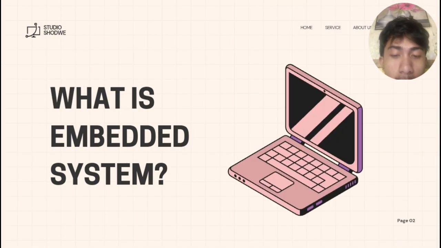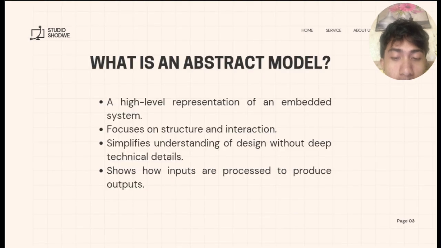So, what is the abstract model? It's a high-level representation of an embedded system. That means we only focus on the important parts, not every small detail. For example, if you look at a map, you don't see every tree or every chair, just the main roads and landmarks. In the same way, the model gives us a big picture view of an embedded system, so it helps us understand how input becomes output inside the device.